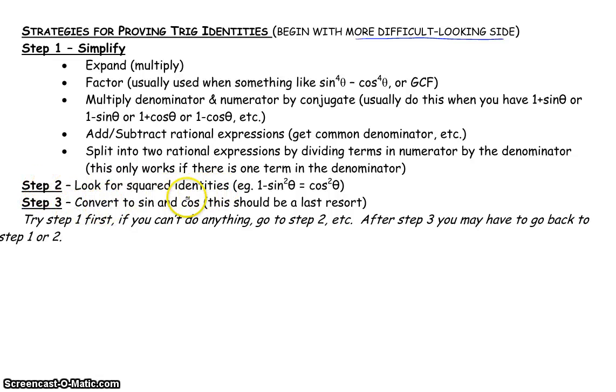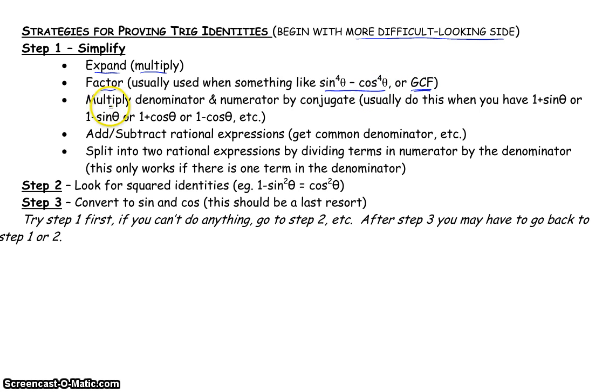And if not, step 3, again, you may do this, you might not. So it's sort of like you don't have to do every step. It's sort of like if you can, you do. So first step should be to simplify. Now that could mean either expanding stuff out, multiplying. It might be the opposite of that, which is factor. You usually do that when you have something like sine to the fourth minus cos to the fourth, or if you have a greatest common factor, you can factor out.